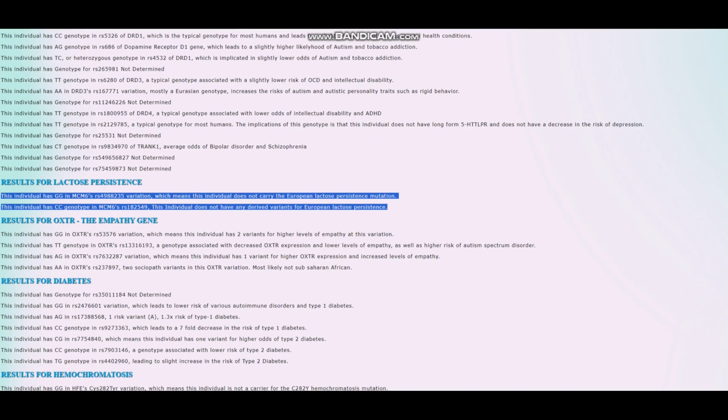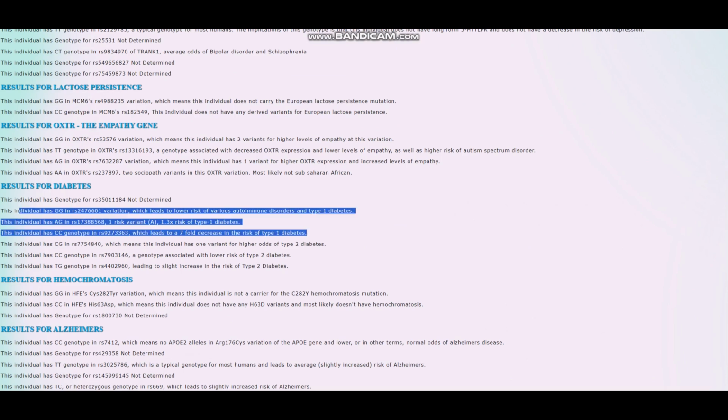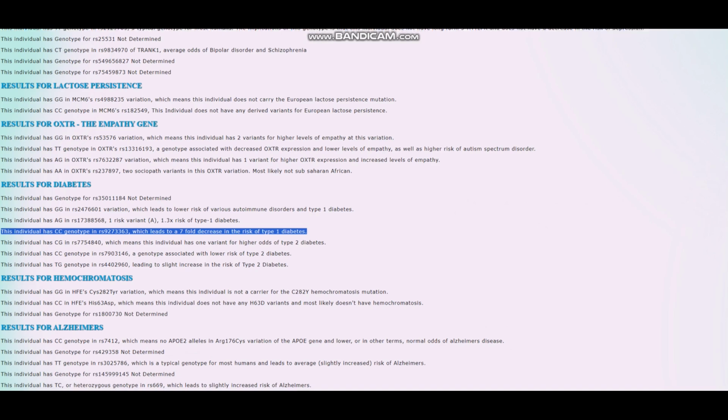For the empathy gene, it looks like she's got two variants for higher levels of empathy. And for diabetes, it looks like she does not have type 1 diabetes. Really good. This is the most important genotype by far out of the genotypes for type 1 diabetes that I included here. Even though she has one risk variant here, which increases the odds of type 1 diabetes a little bit, it does not matter because of this genotype, which basically says there's no way she's got type 1 diabetes. Probably not. And type 1 diabetes, by the way, is a very rare disease. You don't see it all that often. Type 2 diabetes is pretty common, but type 1 diabetes is less than 1%.